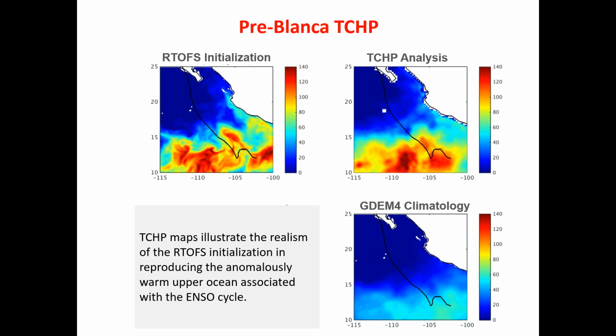The heat potential, pre-Blanca, the RTOFS initialization in the upper left, and the TCHP analysis. This is TCHP in both cases. The analysis in the upper right, and you can see the RTOFS initialization was fairly realistic, whereas if you compare the conditions to climatology in the lower right, you can see how much warmer than normal the upper 100 to 200 meters of the ocean was during that time.